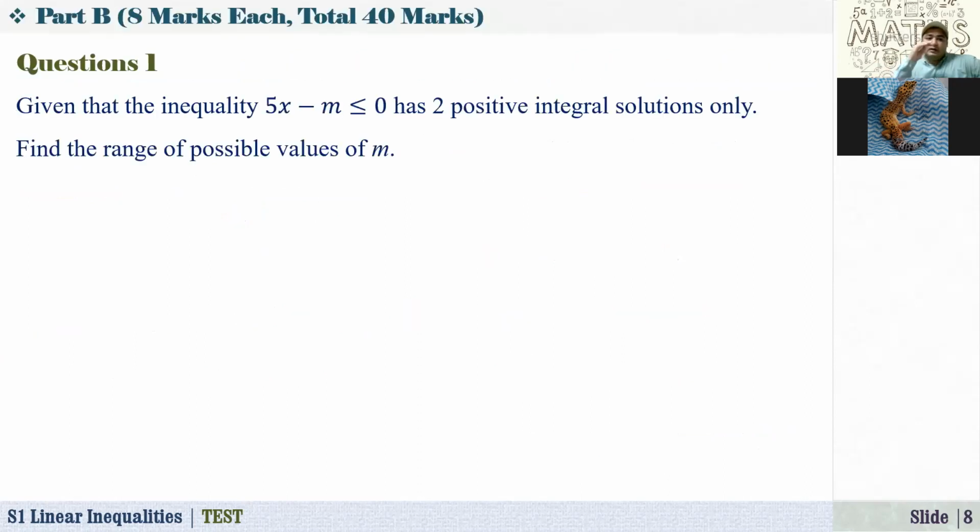All right, now part B. Okay, this was about all the questions from part A. Now part B. Given that the inequality 5x minus m less than or equal to 0 has two positive integral solutions only. Integral solution means that the solutions are integers. Find the range of possible values of m. So we have to find the range of possible values of m. That is the question.